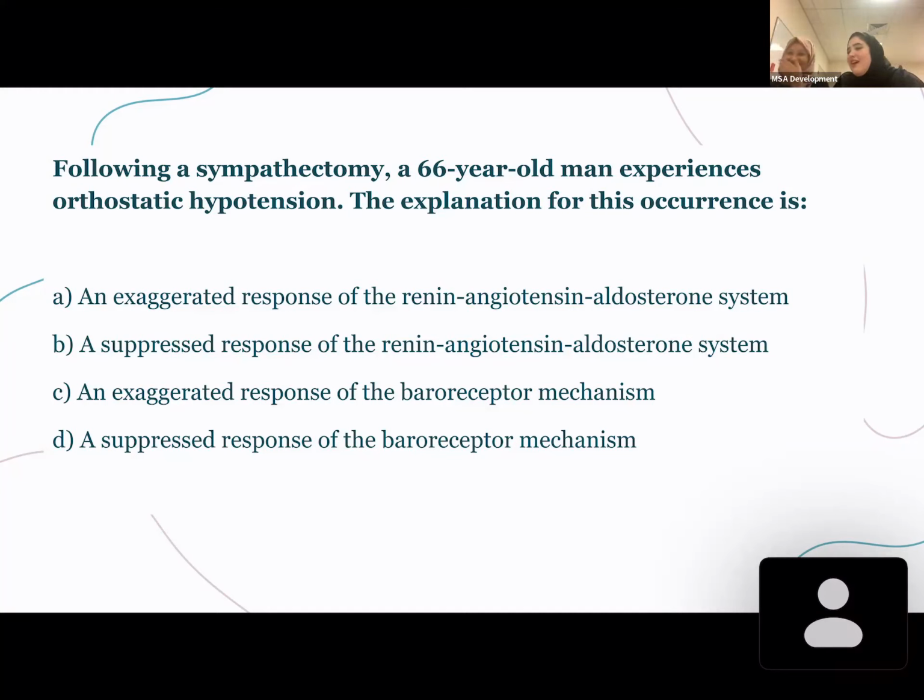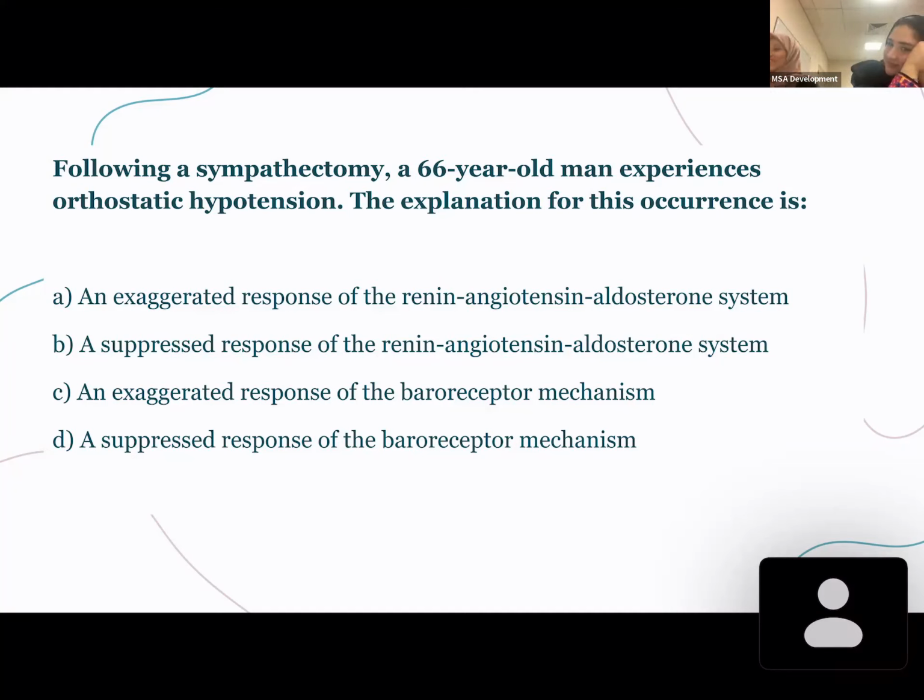Before answering, a sympathectomy is basically removal of sympathetic nerves. So we don't have sympathetic autonomic nervous system activity. Sympathetic is under autonomic, specifically sympathetic.